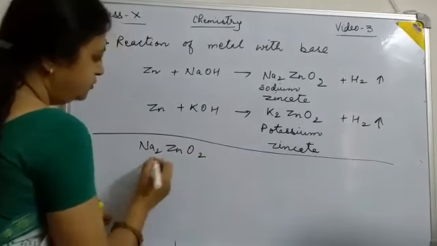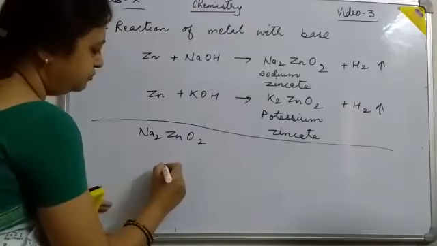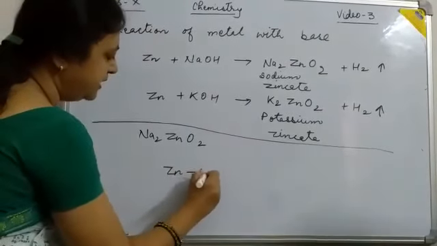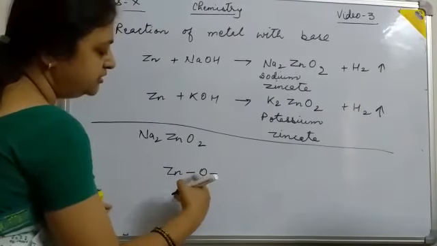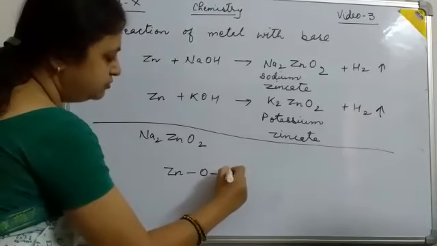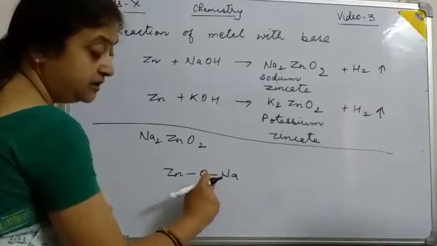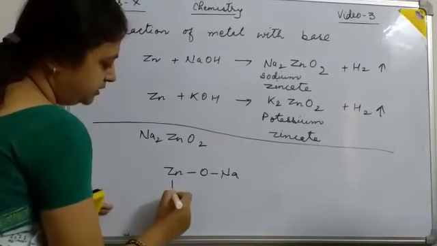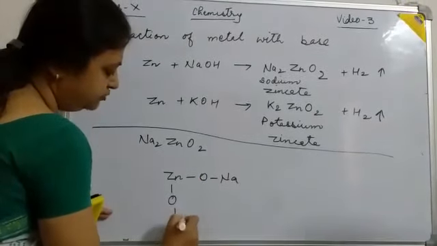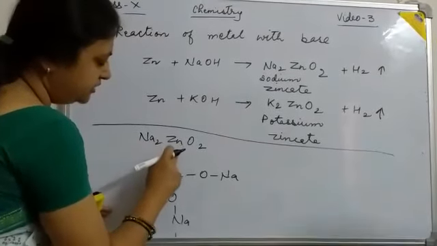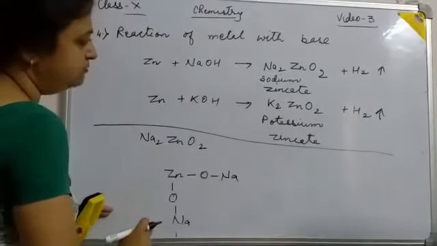Na2ZnO2. Zinc has two valency. One valency of zinc combines with oxygen, and oxygen has two valency. So these two valency of oxygen first combine with zinc and the other combines with sodium. Likewise, ONa. So this is Na2ZnO2. This is sodium zincate.